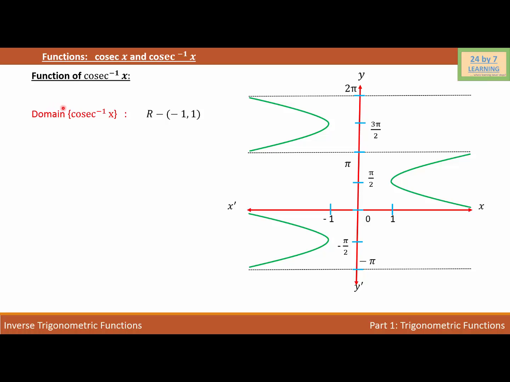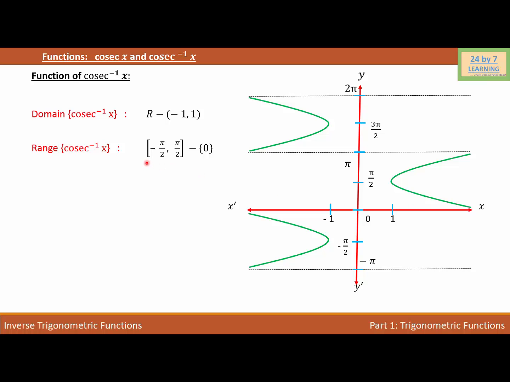So the domain of the cosecant inverse function is R minus negative 1 to 1, and the range is negative pi over 2 to pi over 2 minus 0, because the cosecant function does not intersect with the x-axis. In a general way, I can say that the cosecant function does not intersect with the multiples of pi.